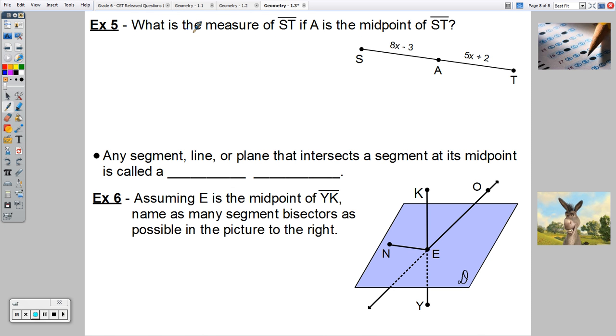We've got example 5. What is the measure of segment ST if A is the midpoint of ST? So if it's the midpoint of ST, this would be congruent to this. And if things are congruent, that means they're equal in length. That means we could say that SA equals AT. That's a step you could skip and just go right to this. Say 8x minus 3 equals 5x plus 2 if you get good enough at it. But for the sake of the notes, I want to show you where this stuff is coming from. So SA would have to equal AT if it's the midpoint.